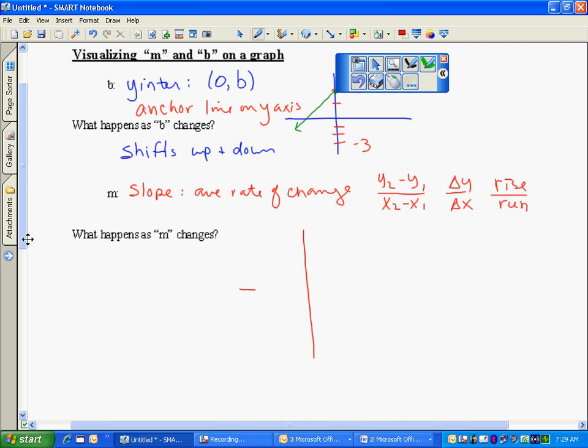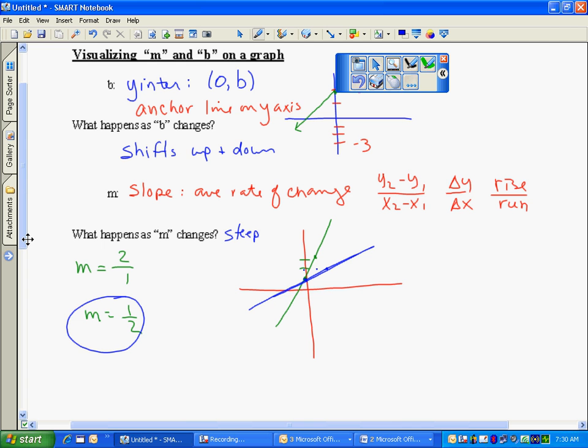Again, we'll look at a graph. If 1 is my anchor and my slope is 2, or 2 over 1, rise 2, run 1, from that anchor, I have a fairly steep slope. What happens if I change and make my slope equal to 1/2? I'll graph this line in blue. From the same anchor, rise 1, run 2. Notice how the steepness or the slant of the line changes. So as I change m, I change the steepness of the line.